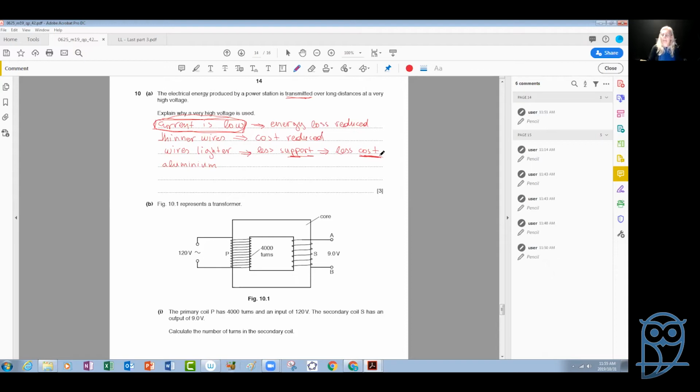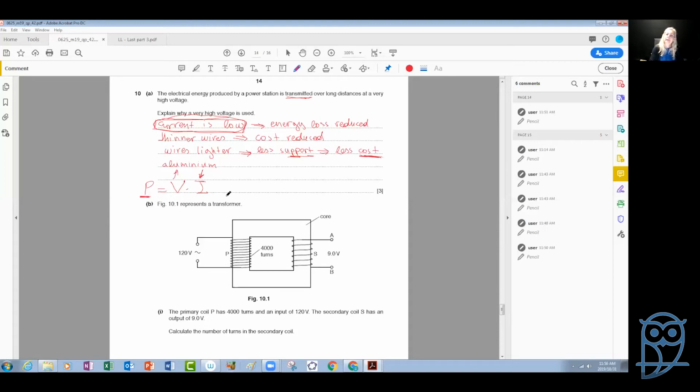Now, by the way, how do we... the question does not ask how we decrease the current, but remember that the power is voltage times current in general, isn't it? So by increasing the voltage and decreasing the current, we send the same power. But how do we do that?